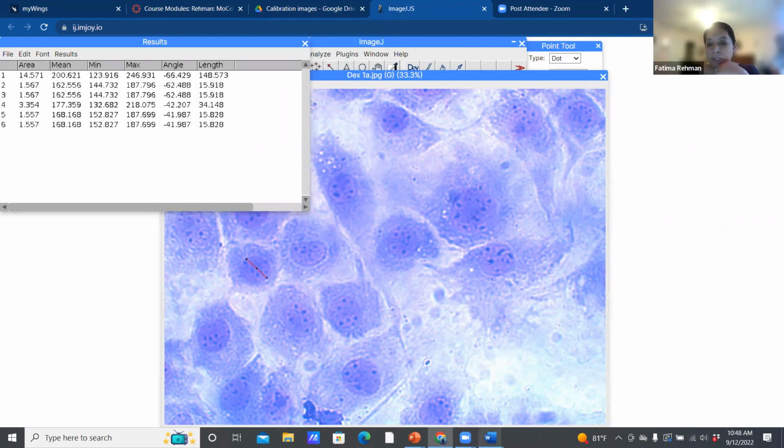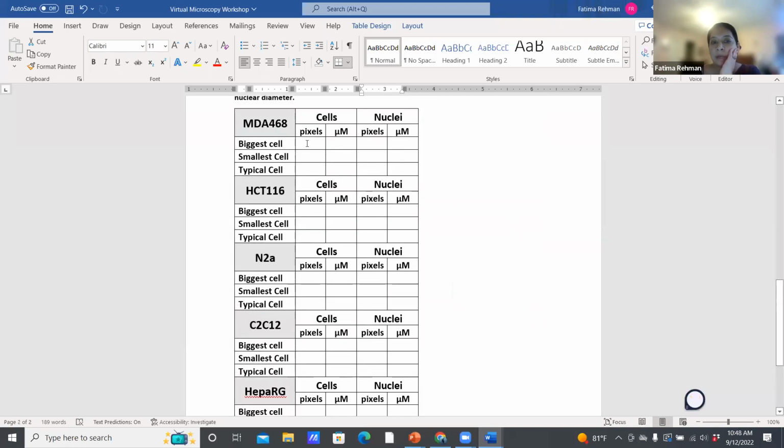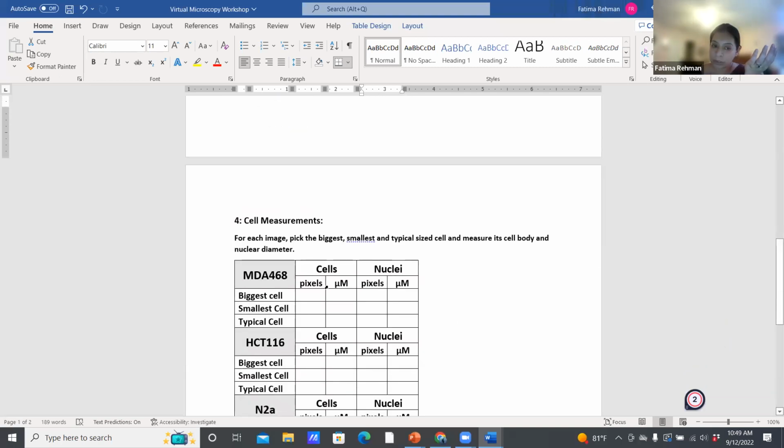Once you have those numbers, you keep writing them down where you need to write them down. Over here, you're going to write the cell micrometer, the biggest cell, the smallest cell. You can keep them in pixels and use the calibration to divide them yourself, or you can write them in micrometers and convert them to pixels. Both are good practice, so either way is fine with me. You're going to do that for each of your images: total number of cells, total number of nuclei. And for each image, you're going to take the biggest cell, the smallest cell, and the typical cell.